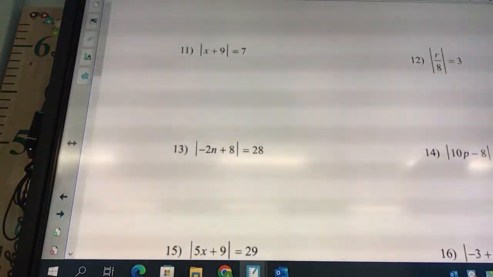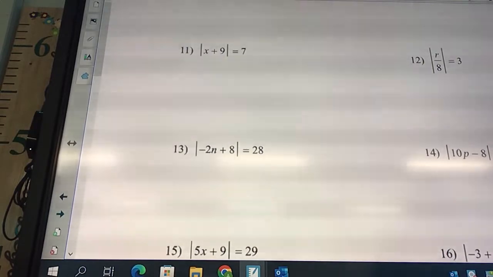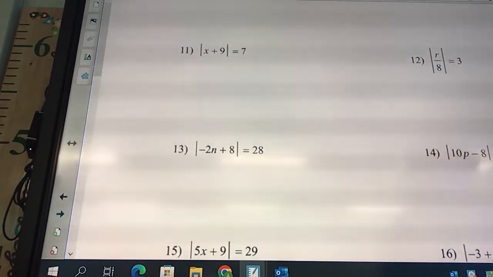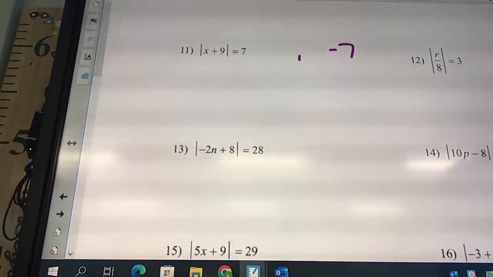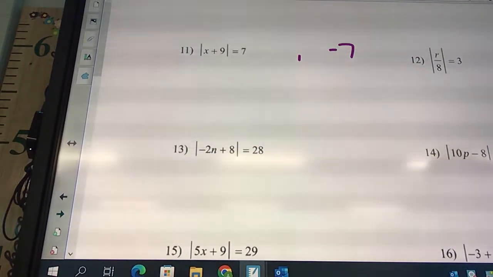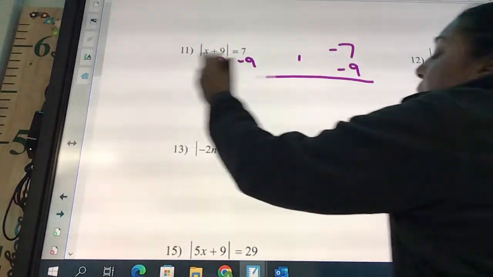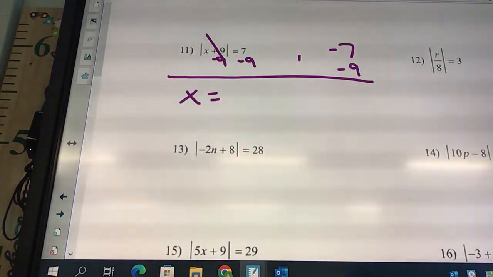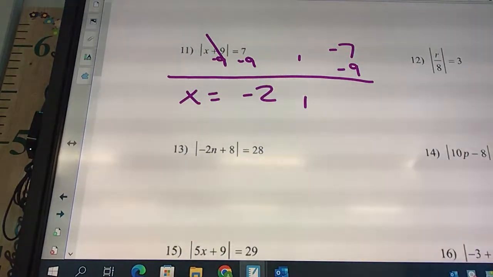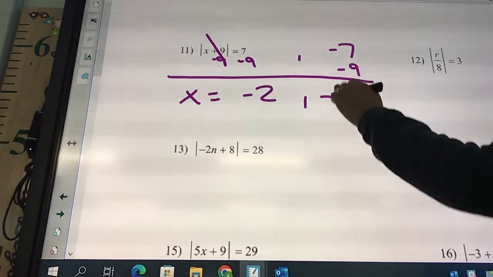Okay, 11. What's the first thing we need to do? Comma negative 7. Now what do I do? Minus 9. How many answers should I have for all these? 2. What is 7 minus 9? Negative 2. Negative 7 minus 9. Negative 16.